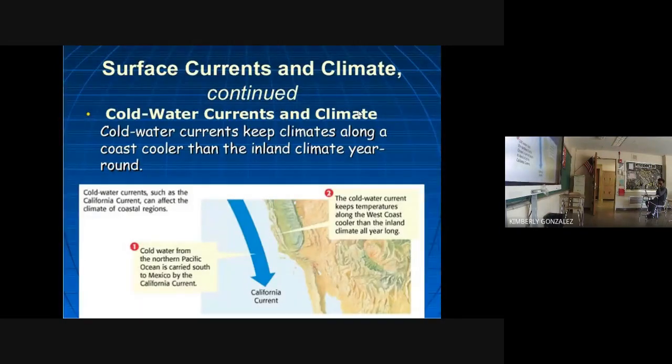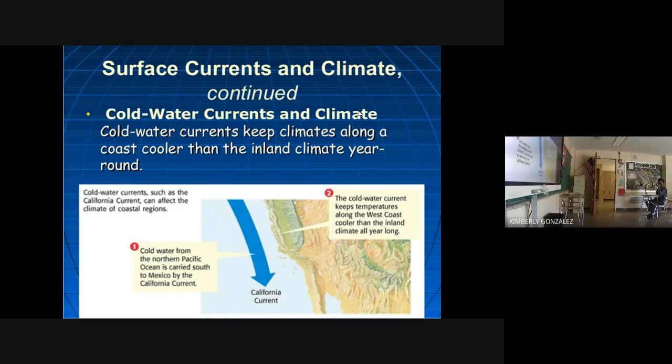Whereas cold water currents, like around the Pacific on the western side of the United States, keep the climates much cooler than the inner climate year-round, because it has a cool water current.